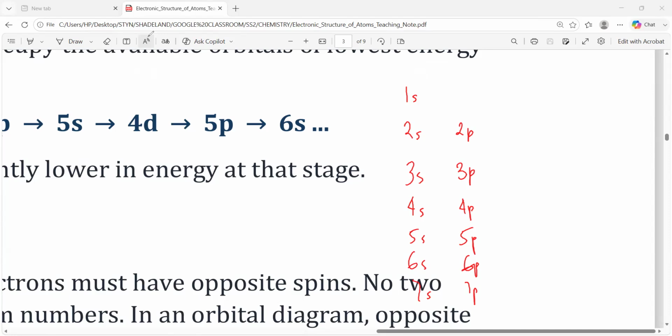Then there is no 3d. If you remember, there is no 2d. So d starts from 3. So we now have 3d, then 4d, then 5d, and so on and so forth. Then the f, there is no 3f. F starts from 4. So we now have 4f, then 5f. All right. Now, this is how the shells go.